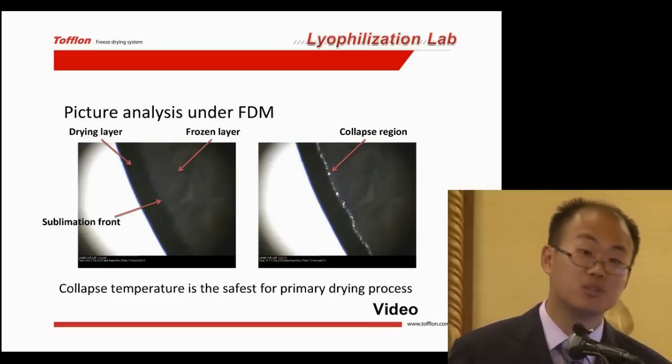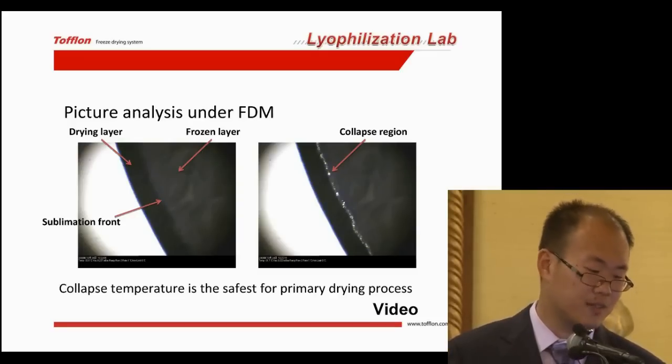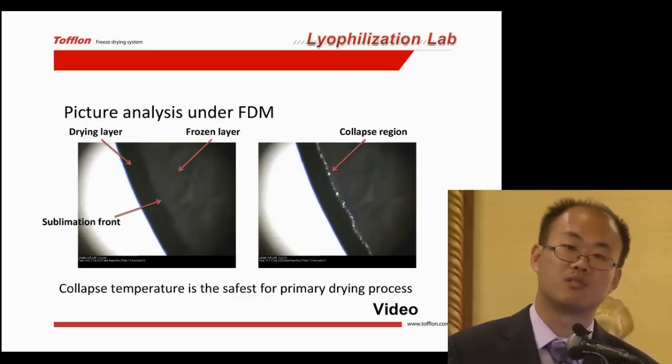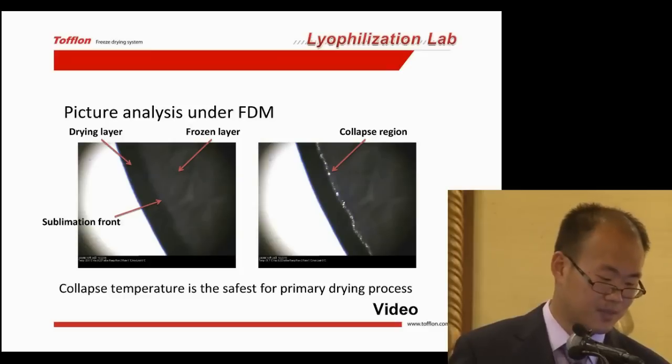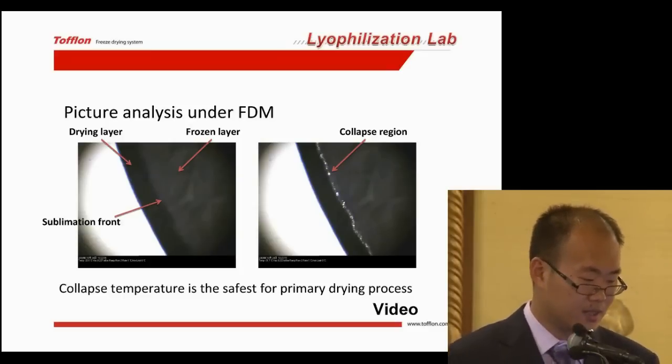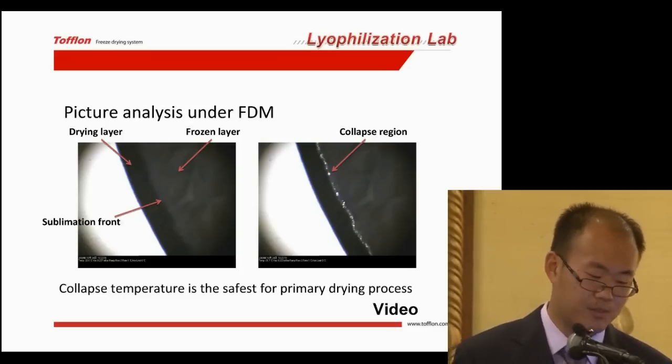So we can't let the product collapse, so we can't let the white point appear. Now this is the collapse temperature. The collapse temperature is the safest for the primary drying process.